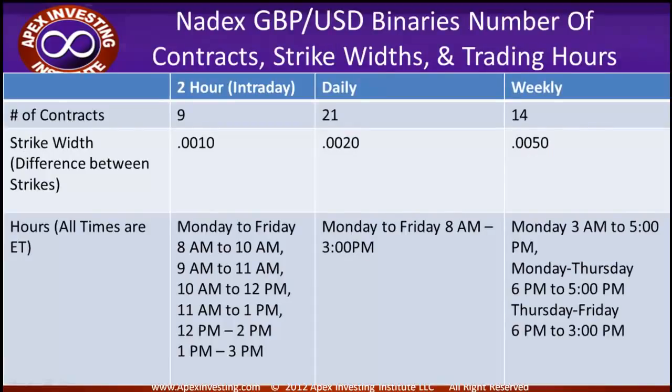Now with Nadex binaries on Forex, you have a variety of strikes you can take advantage of. On pound-dollar, there's 9 strikes on the intraday strikes that are only 10 pips wide. On daily, they're 20 pips wide, and on weekly, they're 50 pips wide.